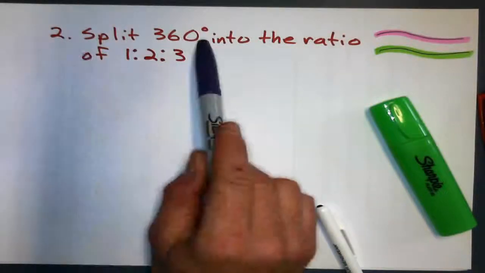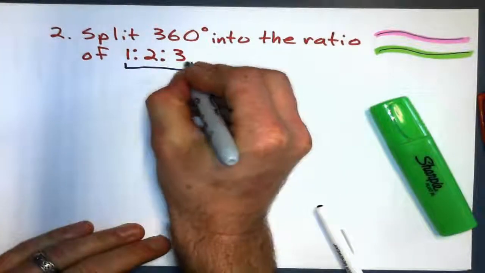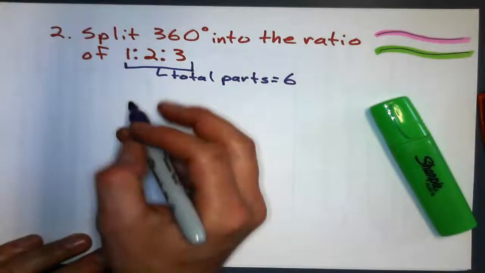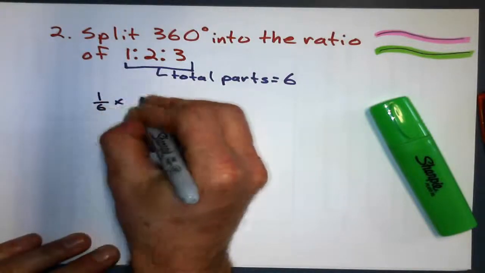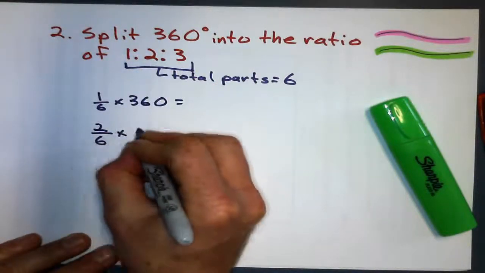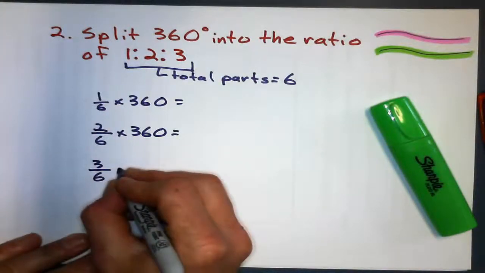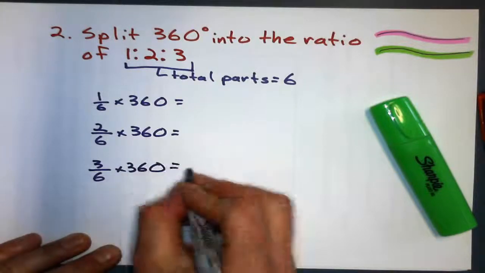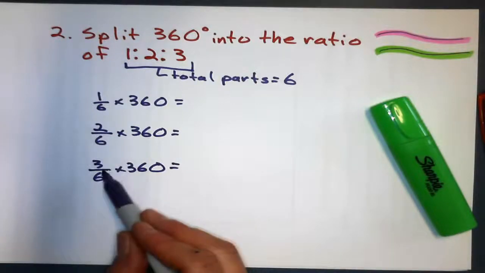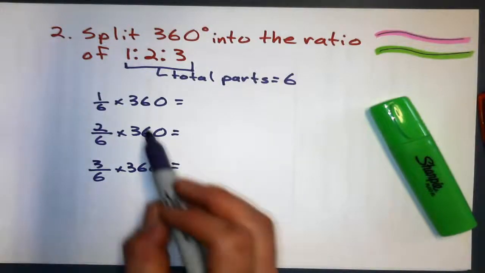So let's say I want to split a circle, split 360 degrees into the ratio of 1 to 2 to 3. All right. Well, first let's look at the total parts of that ratio. So we got 6 total parts. The smallest one will be 1/6 times 360. The medium one will be 2/6 times 360. And the largest angle will be 3/6 times 360. And right now, don't worry too much about simplifying those fractions, because 2/6 is 1/3 and 3/6 is 1/2. Don't worry about simplifying it, because you're multiplying it by an amount anyway.